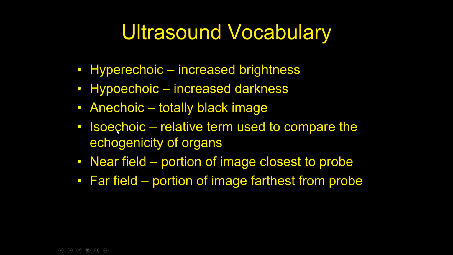If things are isoechoic, that's a relative term used to describe two nodules and compare them to each other. So if nodule A is the exact same shade of gray as nodule B, you can say those two nodules are isoechoic to each other. They have the same echogenicity.